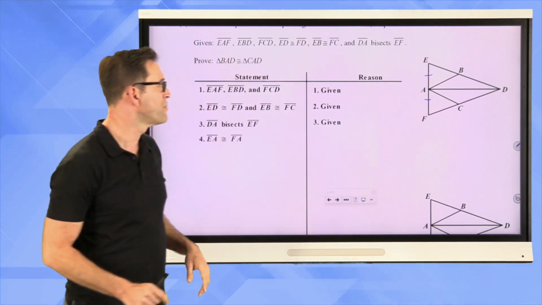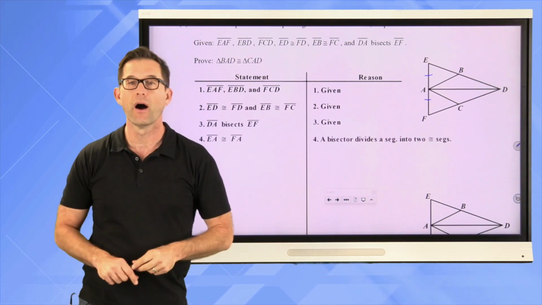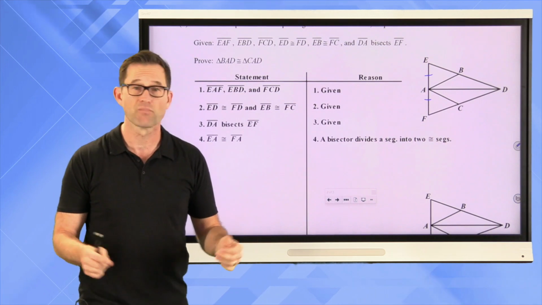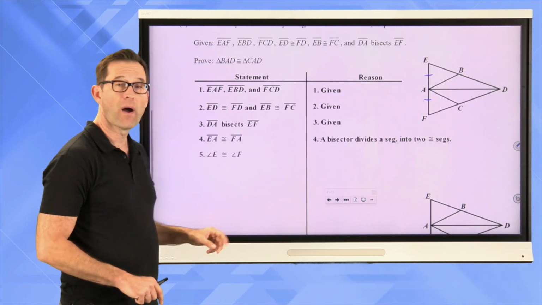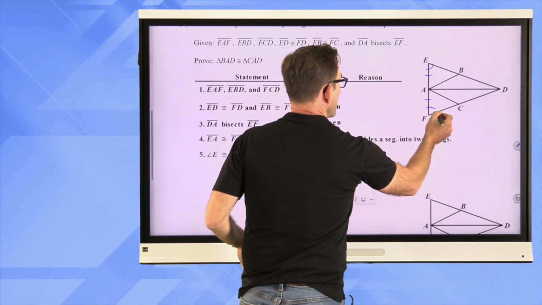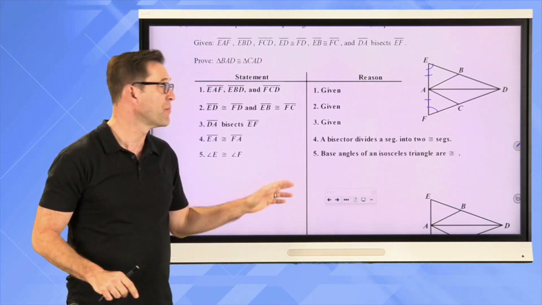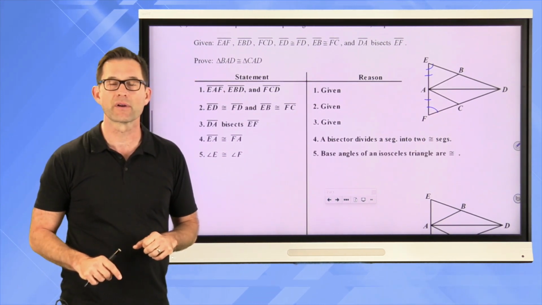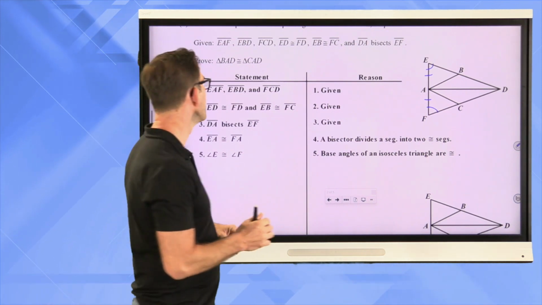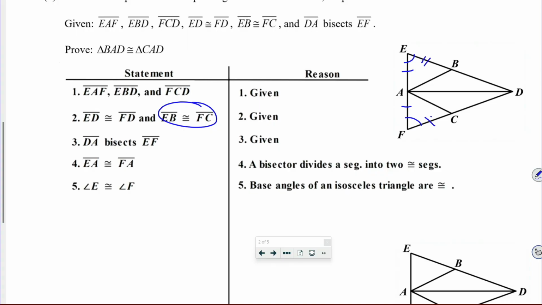Now that was based on the fact that DA bisects EF, so my reason: a bisector divides a segment into two congruent segments. All right, great. Now I can say that angle E is congruent to angle F, right? Why was that? Well, that was based on the fact that the base angles of an isosceles triangle are congruent. Simple enough, right? Now, we really have enough, given that we already know that EB is congruent to FC.